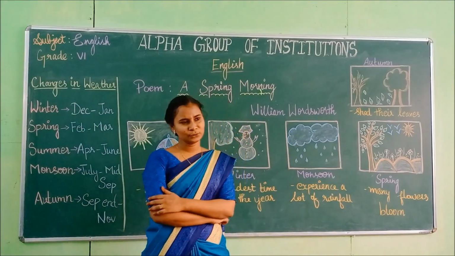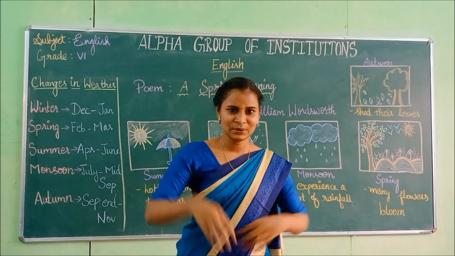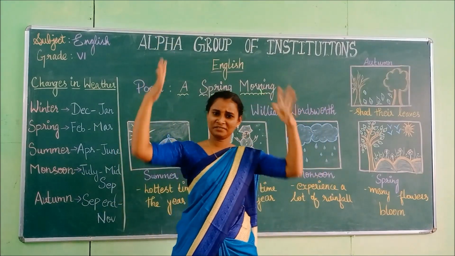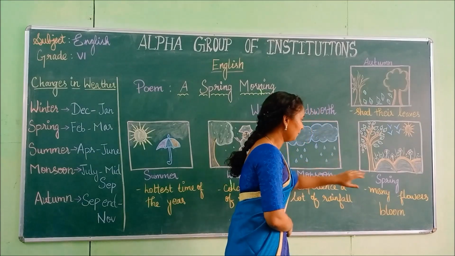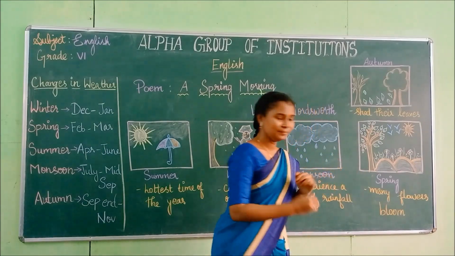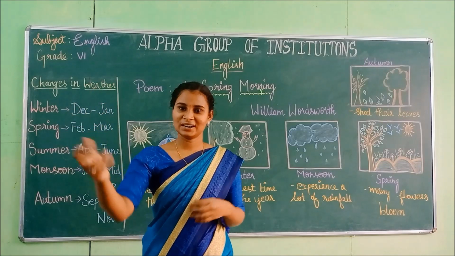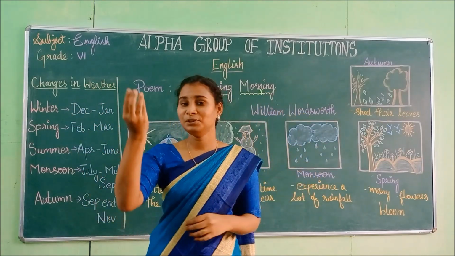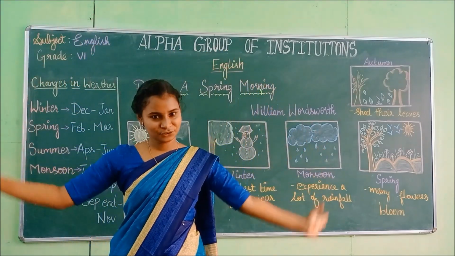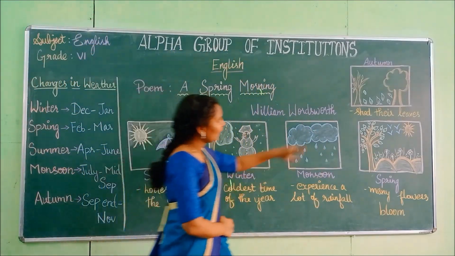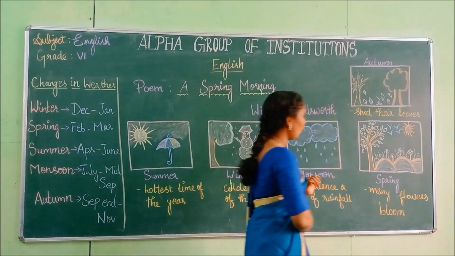So what happens during monsoon? It rains, it rains a lot. And the last one, spring season, if we take, there are a lot of flowers blooming. Beautiful flowers blooming. And there are so many leaves on the trees. Yes, good. And the last season, autumn.